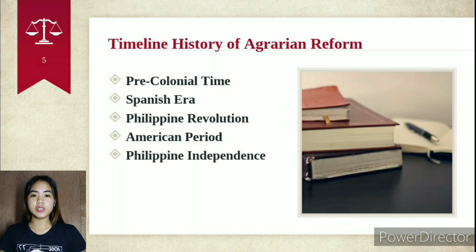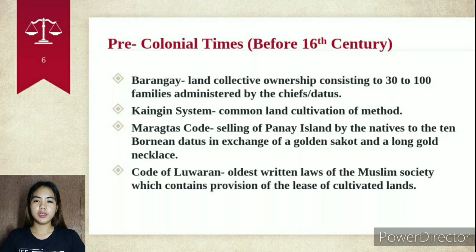Now let us tackle first the timeline of the history of agrarian reform here in the Philippines. We have the pre-colonial time, Spanish era, Philippine Revolution, American period, and Philippine independence. Pre-colonial is the time when Spaniards were not here yet in the Philippines. During that time, they already had the term barangay, which means there was collective ownership by the chiefs or datus in the community. Basically, it describes that the Maharlikas owned the land where they belonged.